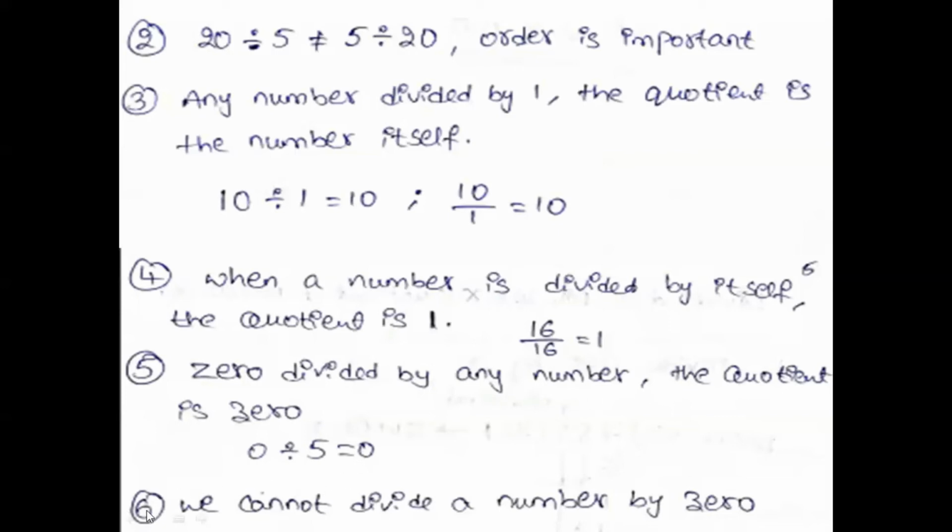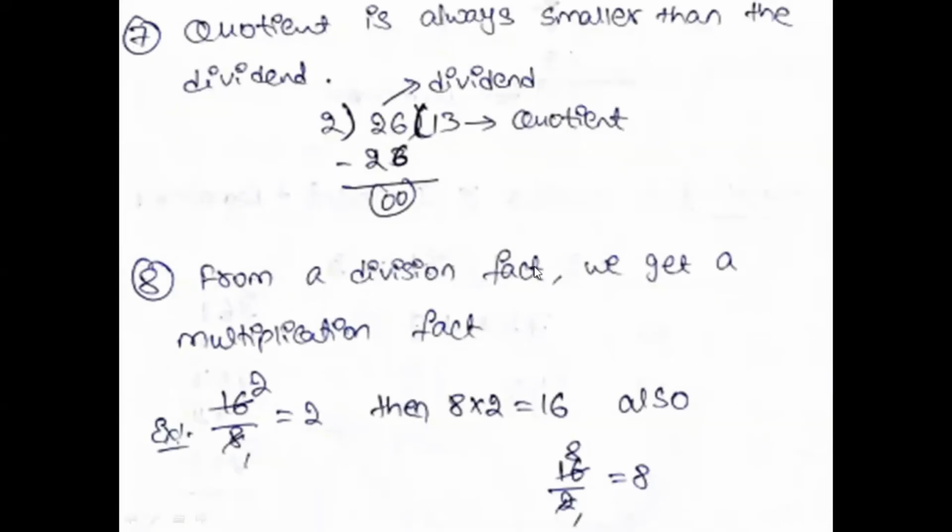Okay. Sixth one. We cannot divide a number by 0. For example, 5 divided by 0, we cannot find any number. Seventh one. Quotient is always smaller than the dividend.